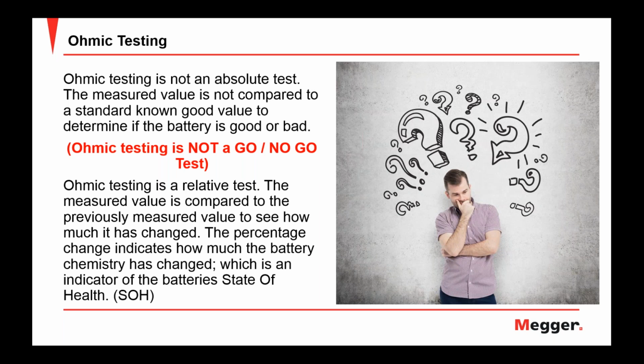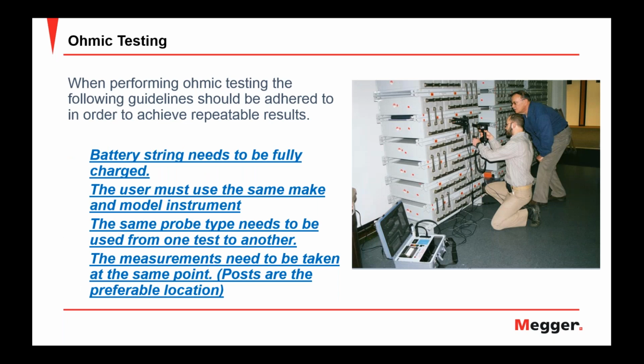It's going to be a relative test. You're looking at how much the battery has changed from other factors, such as other batteries in the string or a baseline value or the value when you first started testing. And we're going to basically see how much it's changed and get an idea of how it's aged. And in order to do this, there's several things we have to make sure of.